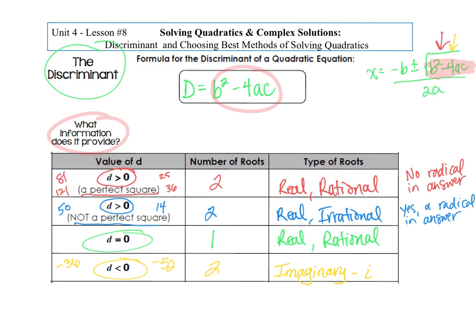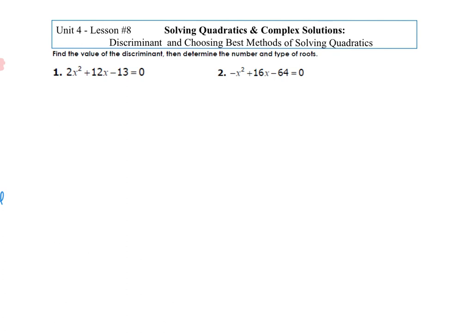Okay, so we're going to compute the discriminant on these next four examples, which is what you're going to do in your IXL, and then we're going to talk about how that's going to tell us which method would be the best method to use on a given equation, and we'll practice that on a few different equations. On these next four examples, like I said, we are going to be computing the discriminant. So the first thing we need to do is label our A, B, and C's because we have to plug those back into the formula. A value is the number in front of x squared, so A is equal to 2, B is equal to 12, and C is equal to negative 13.